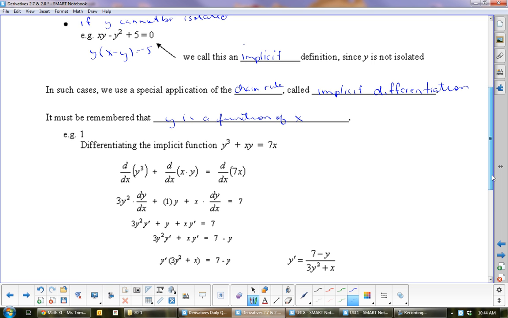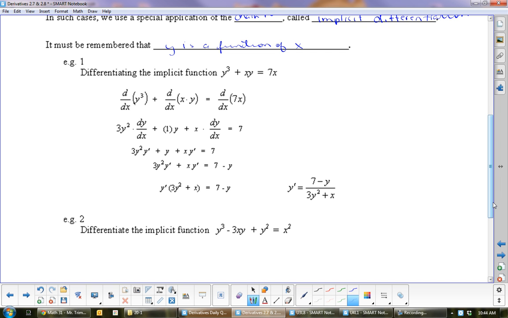Now, here is the first kind of example. I find them actually harder to follow when they're already written out for you, but just follow along here with me. We need to take the derivative of y cubed, the derivative of xy, and the derivative of 7x. So that's what the d over dx in front means: the derivative of y cubed plus the derivative of xy, where I'm going to use the product rule, equals the derivative of 7x.